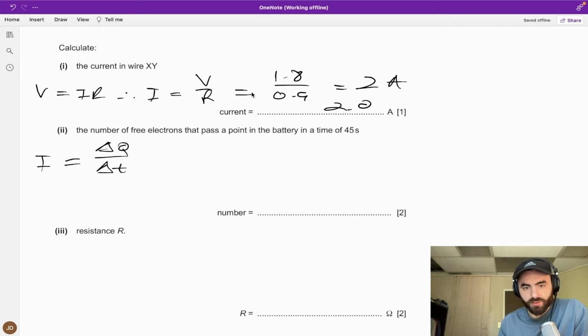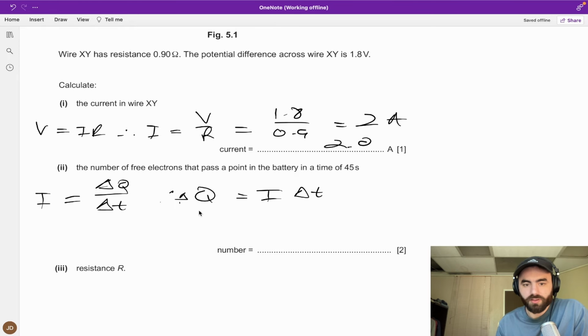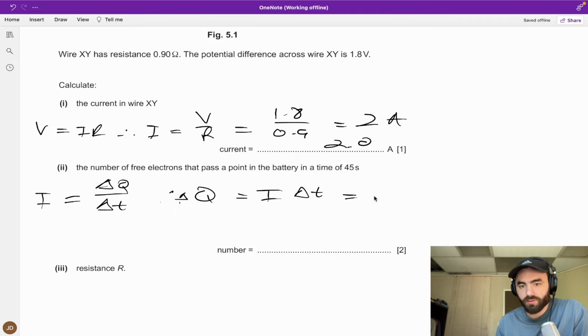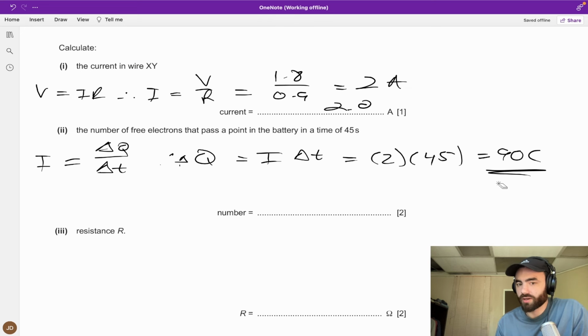And so charge is conserved. So current, so therefore the charge will be I changing T, changing Q. And so this will give us the total charge that's passing through the battery in 45 seconds. It's 2 times 45. It's 90. 90 coulombs of charge.